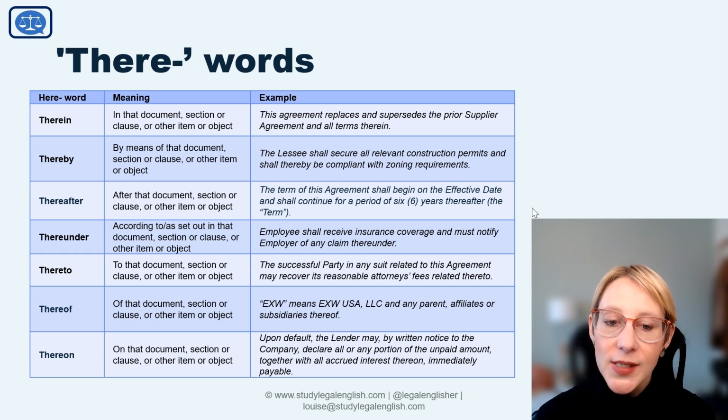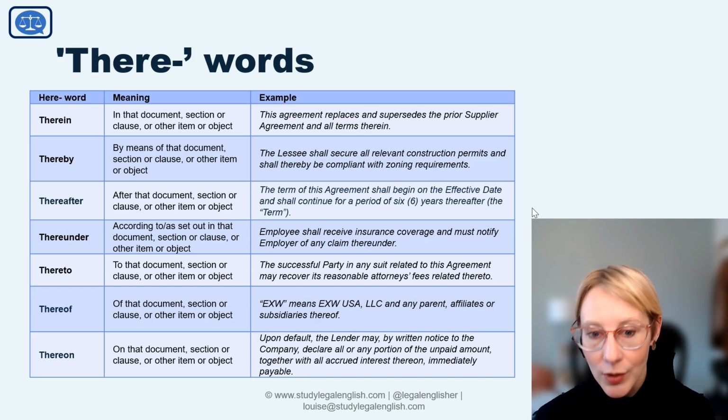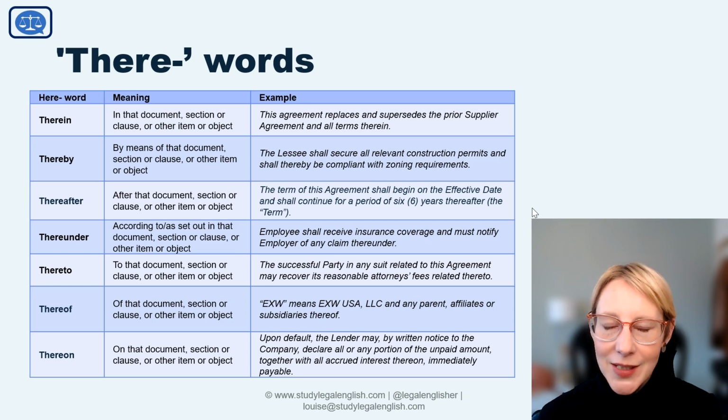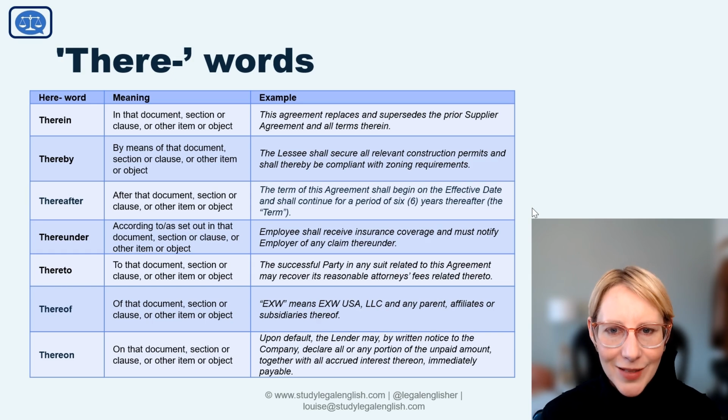Thereto means to that document, section or clause or other item or object. For example, the successful party in any suit related to this agreement may recover its reasonable attorney's fees related thereto. Related to the suit, related to the court action. So we're talking about the ability of a party to recover legal fees related to a lawsuit, the lawsuit being another object, another item, which is not the document where we find these words.